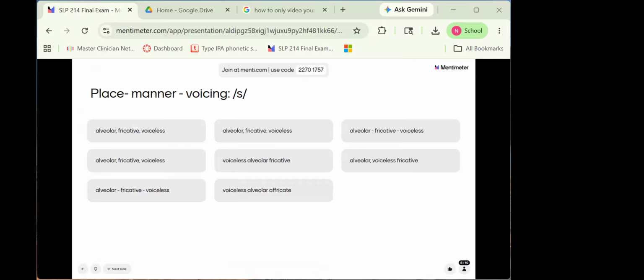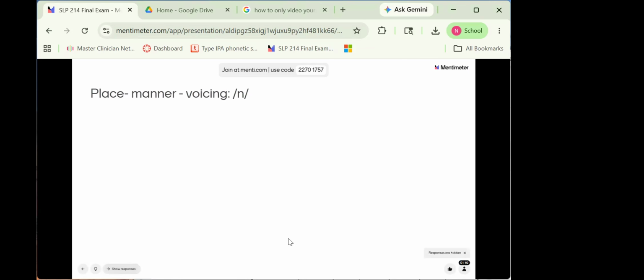And then manner. We can hold on to it. It does not stop. Great job. So it's a fricative. Sorry, it is a fricative. Place, manner, voicing for this sound.